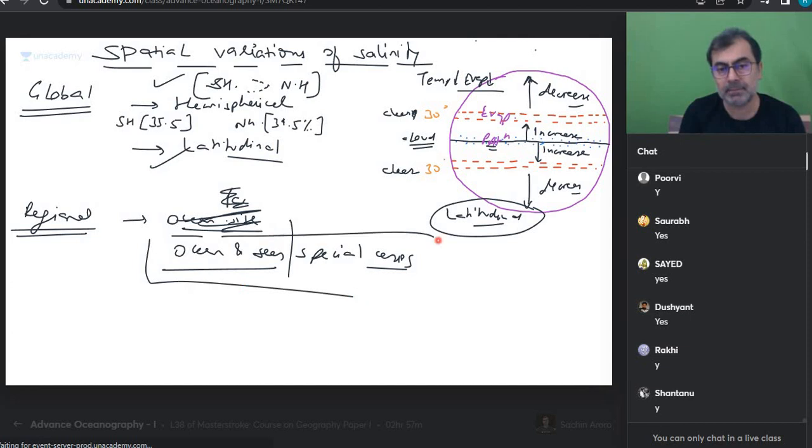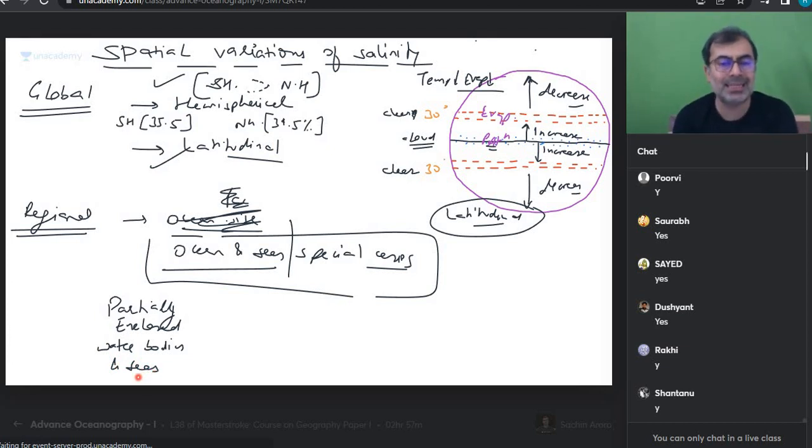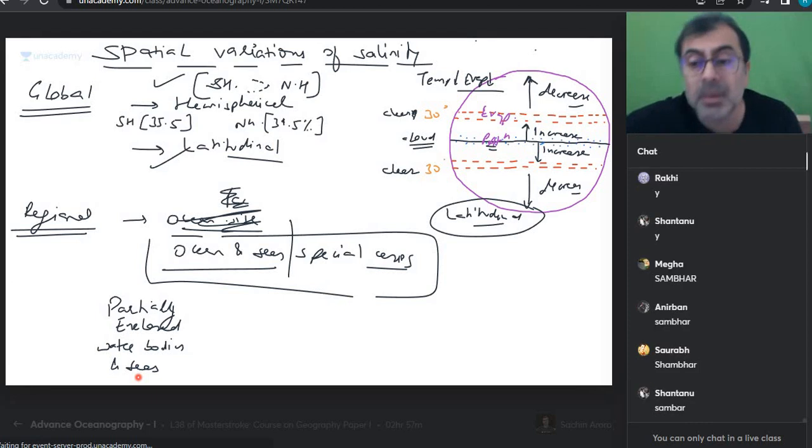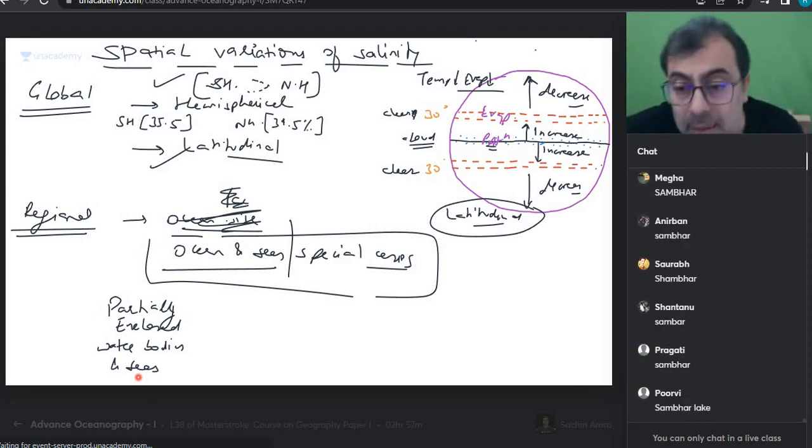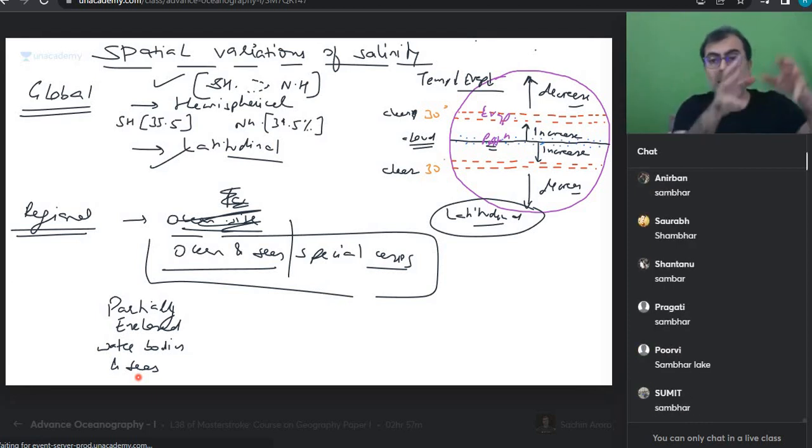Oceans and seas. So what comes in this for us? Partially enclosed water bodies and seas. Is everyone okay? So I've already told you about the Lake Van, Dead Sea, and all those things. That is there. Any example in India of high salinity? Example in India of high salinity. The desert lakes, well, absolutely. Sambar Lake, Didwana Lake. So in that region, in Rajasthan, Sambar, Didwana.